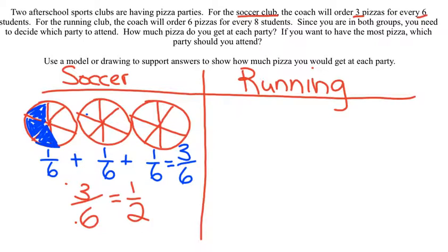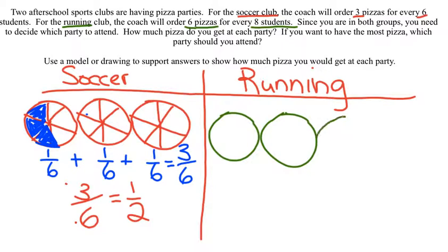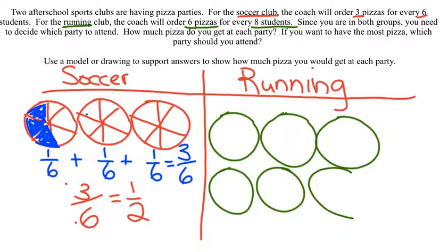Now, starting with the running club. In the running club, the coach is going to order 6 pizzas for every 8 students. So I'm going to draw 6 pizzas. And I'm going to divide them into 8 pieces each so that each student gets 1 slice from each pizza.